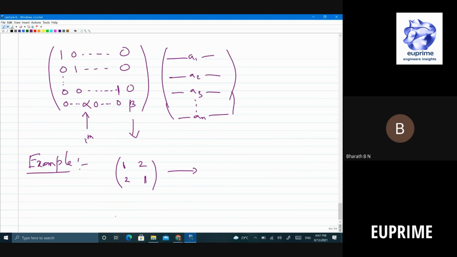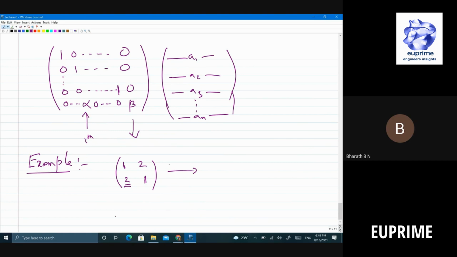What is the first thing that you do? Multiply. So let's consider this. Okay, I want to knock this guy off, right? So I want to make this 0. So what do I do? Multiply the first row by 2 and subtract the second row, right?